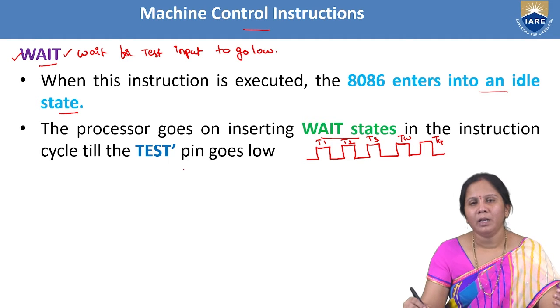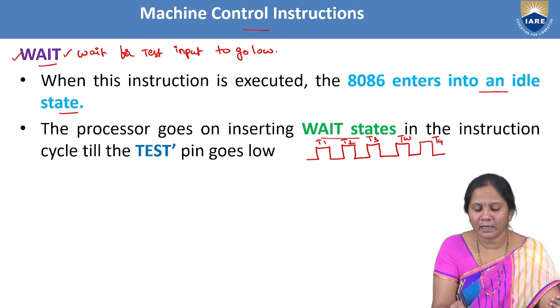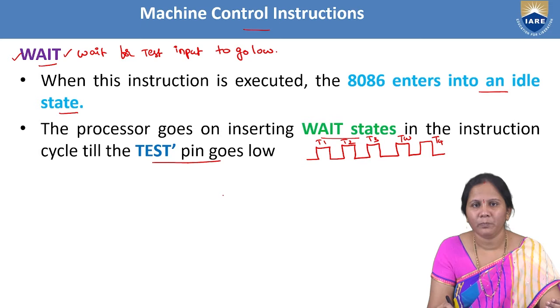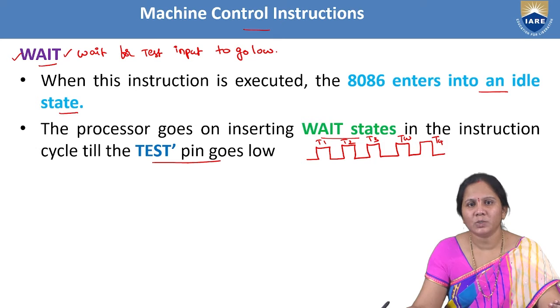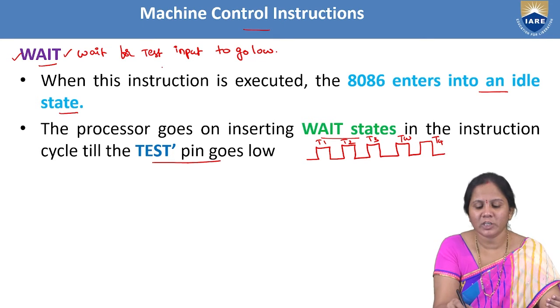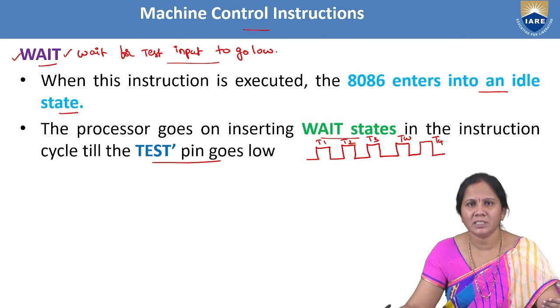Wait states will keep on being included before the T4 cycle until the TEST bar pin goes low. Once this TEST bar pin goes low, no more wait states will be inserted. That is why WAIT means wait for test input to go low. The processor goes on inserting wait states in the instruction cycle until the TEST bar pin goes low. Once it goes low, wait states will not be inserted. Next comes the T4 cycle. Once T4 is executed, it represents that the instruction cycle, or one instruction, has been executed.